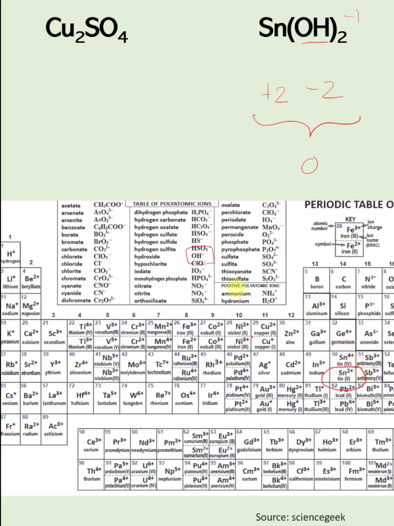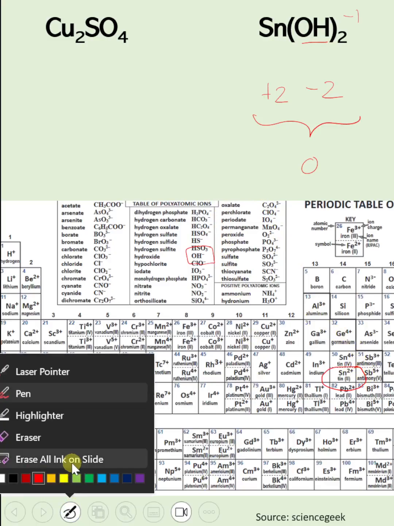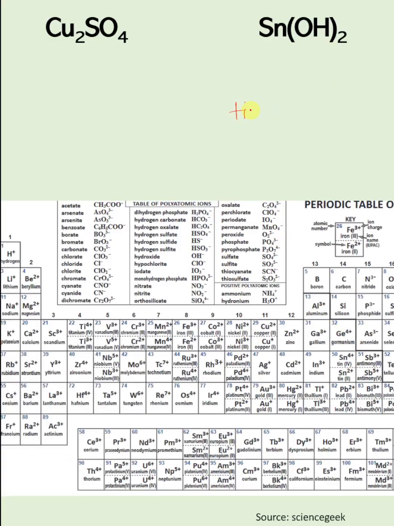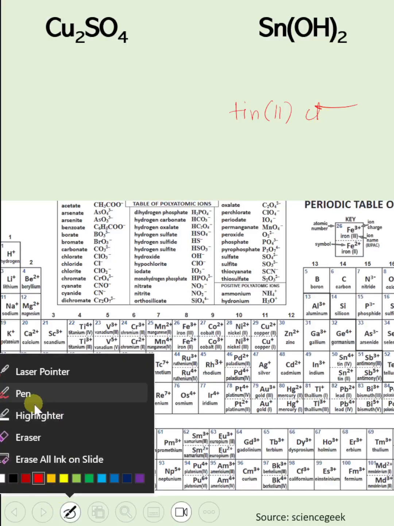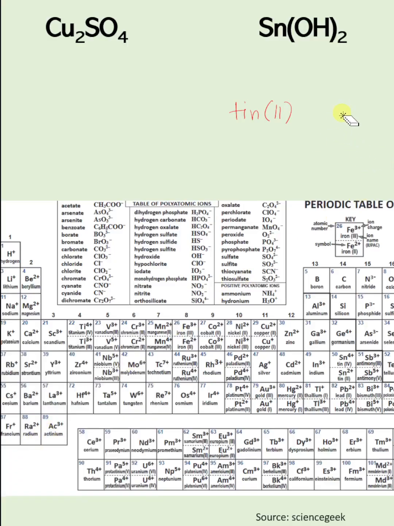So this one will be named as tin, and then the charge, then hydroxide rather. The OH group here, again, you just refer to the table for the names. Again, OH is hydroxide.